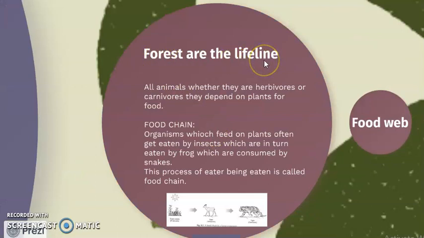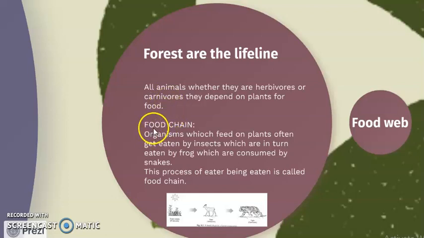Forests are the lifeline. We know that if trees are not there, the whole of life will stop. All animals, whether they are herbivores or carnivores, depend upon plants for their food. Herbivores are those organisms which directly depend upon plants, and carnivores indirectly depend upon herbivores because they are flesh-eating animals, so they feed on herbivores. So indirectly they get the plant products. Directly or indirectly, herbivores, carnivores or omnivores all depend upon the forest or the plants.